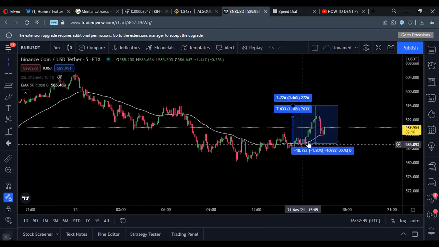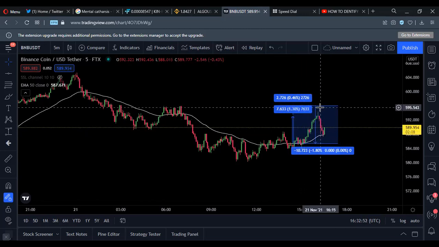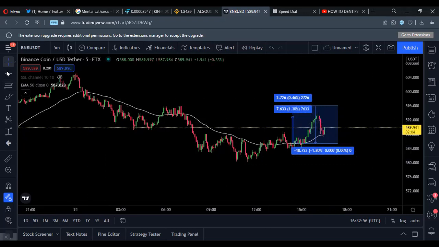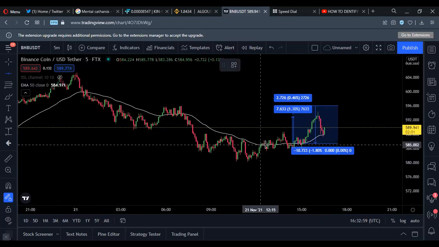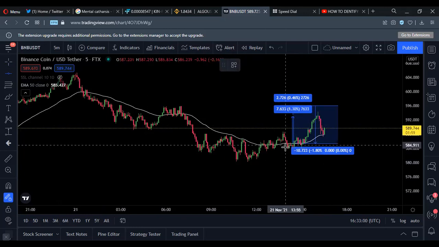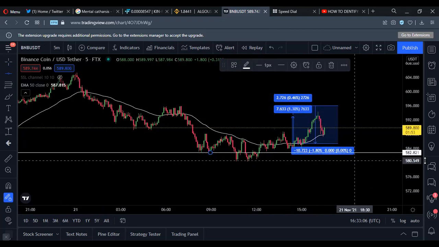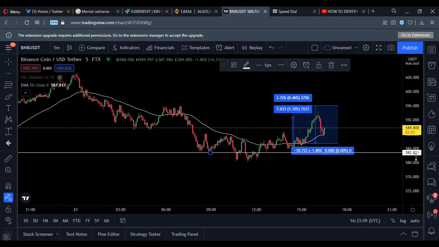So that being the case, we've seen our profit target, we've seen our profit margin, and the next thing would be for you to do what? To get a stop loss. If I was doing this, I would put my stop loss at the next swing low. The next swing low should be something around here. I'll put my stop loss here, at 582.821.